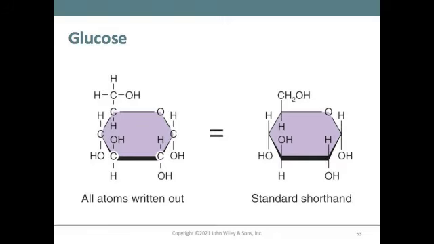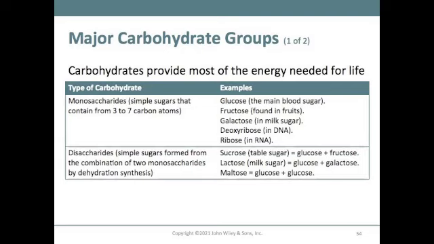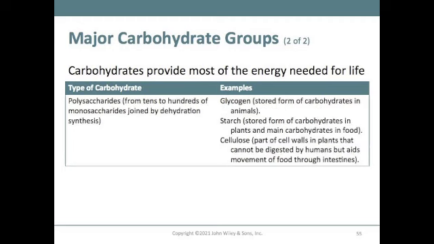And this brings us to table 2.6 on page 46. And this shows the major carbohydrate groups. Please review this table on your own time. And this slide is also part of the same table and same page. Please review it on your own time.